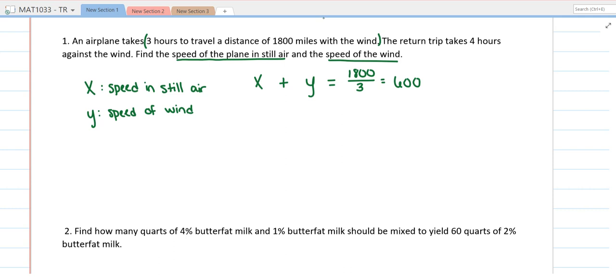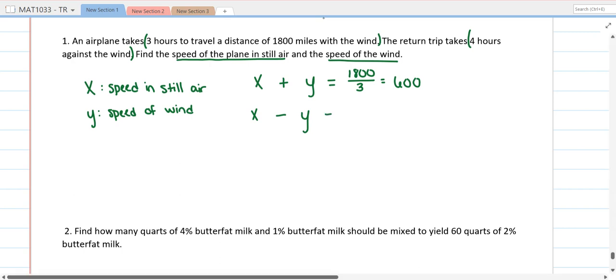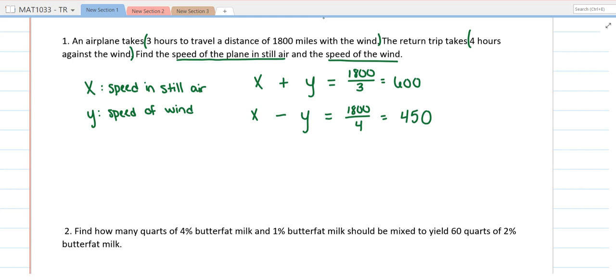Then the return trip takes 4 hours against the wind. It's still the same distance, 1,800 miles. But this time the wind is making us slow down, so it's subtracting from our miles per hour. So this is 1,800 divided by 4 hours, which is 450. So now we have a system of equations: x plus y equals 600 and x minus y equals 450. Then we're going to solve.